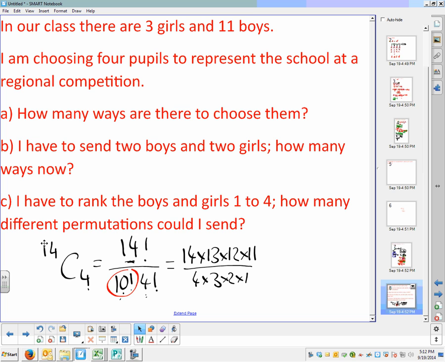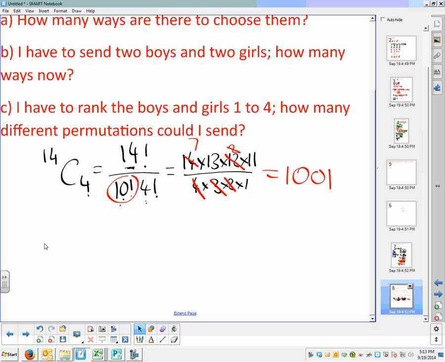And you can always, like I said, we'll go through how to do this on a calculator, but you can always simplify this. So there's a 6 there, cancel that with 2, 2 there, and another 2 there. We're left with 7 times 13 times 11, which, as everyone knows, is 1001. There are 1001 different ways to pick 4 out of you lot to go represent at the maths competition.